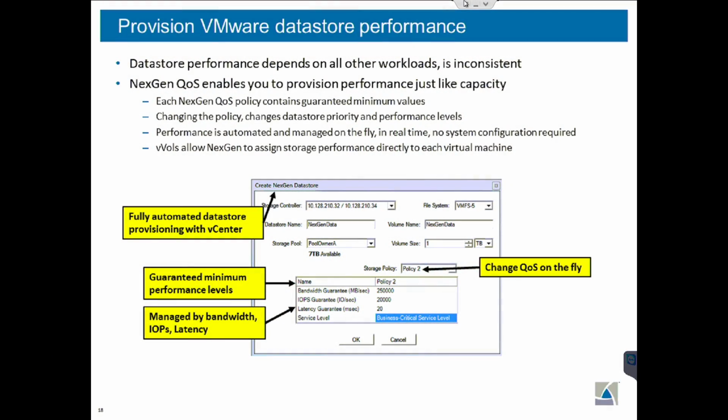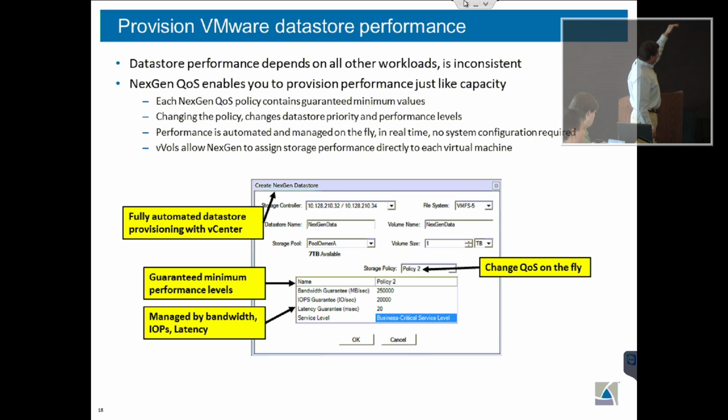This just kind of highlights what it looks like, and we've talked a lot about this. Up on top is a dialog box in vCenter with all the standard stuff that you do when you provision a data store. How big is it? What VMFS is on it? What's the size? The bottom half of the dialog box shows the policy and exposes the targets for that particular policy. Policy 2 is the second fastest. It's got a bandwidth, IOPS, and latency target, along with a service level, which prioritizes the workload inside our system.